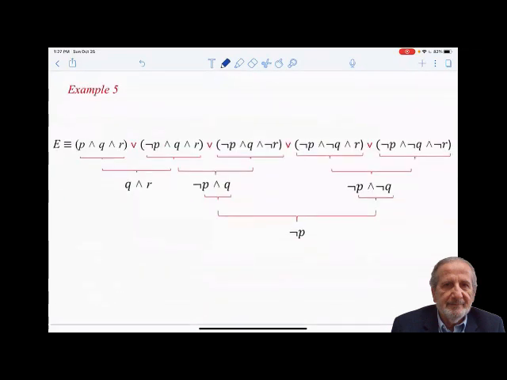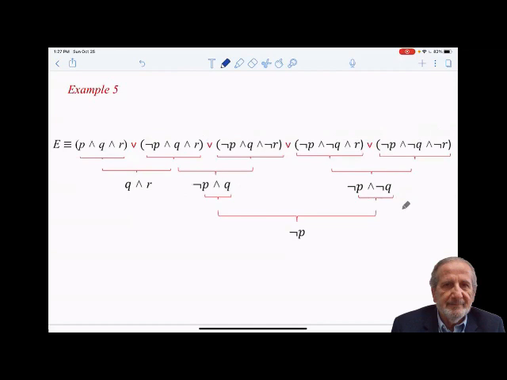Now, here's an example where you have 1, 2, 3, 4, 5 terms. These two terms here differ in only P. Then they are reduced to Q and R. This one is used again a second time with this because they only differ in R, not R, and that will produce not P and Q. If you look at these two last ones, they differ only in R and not R, so the answer will be not P and not Q.